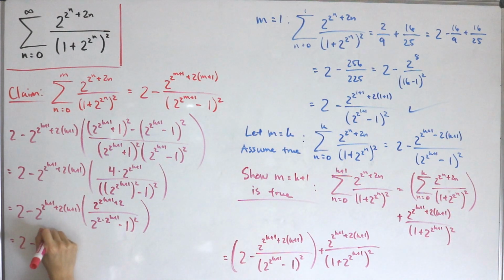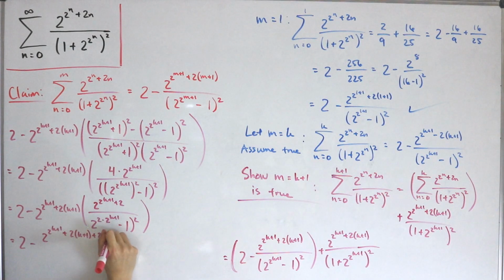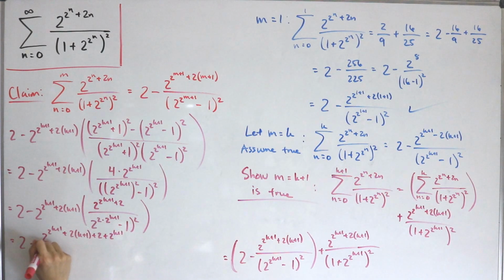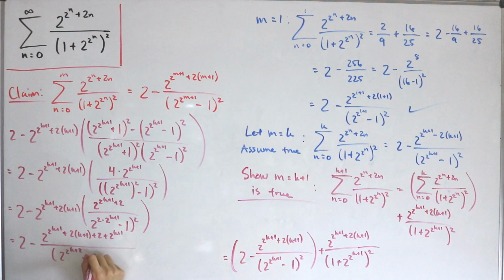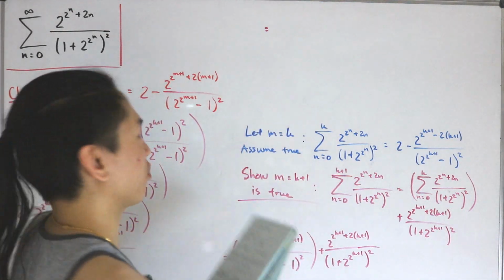So 2 to the power 2 to the power k plus 1, then add this with 2 times k plus 1 plus 2, and then plus 2 to the power k plus 1. All this being divided by 2 to the power 2 to the power k plus 2, then subtract 1, and then quantity square. And then continuing on, this is actually going to be the last step, so thank goodness for all that tedious work.